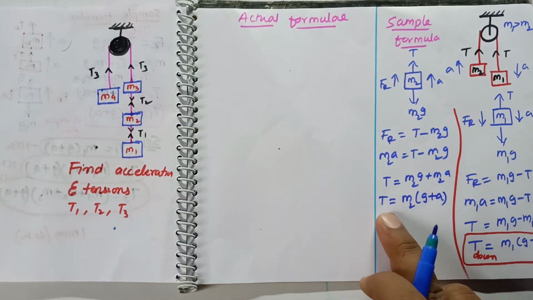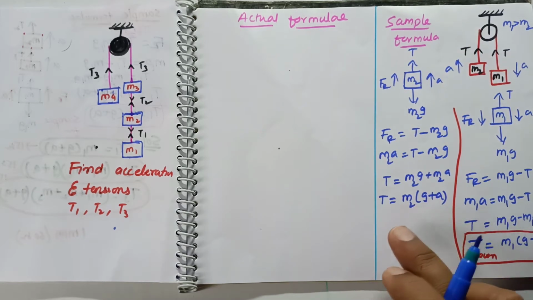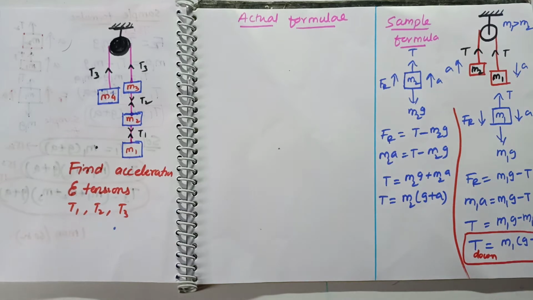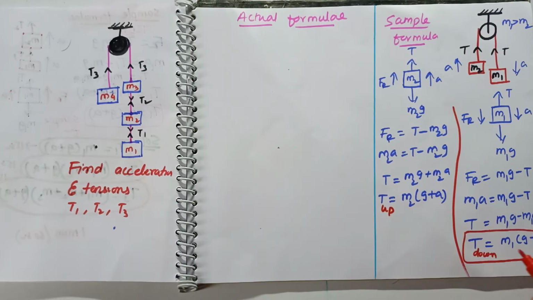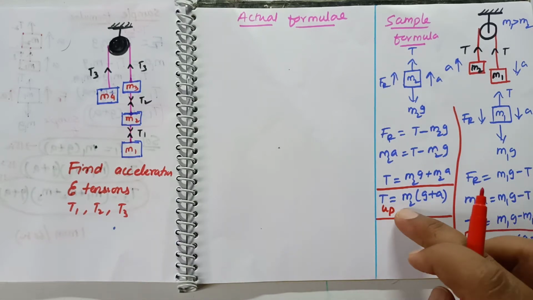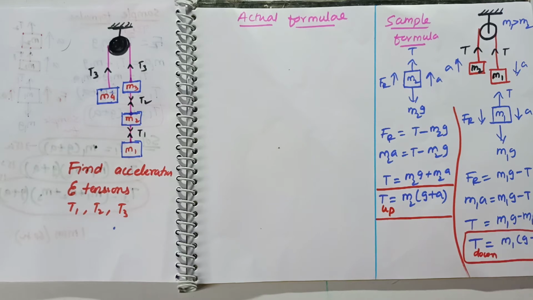With this, what are you going to understand? If a block is moving upwards, then you will get this formula. So you can take it separately, that is T up. This is the final formula. By using these two physics hacks, you can solve any problem.